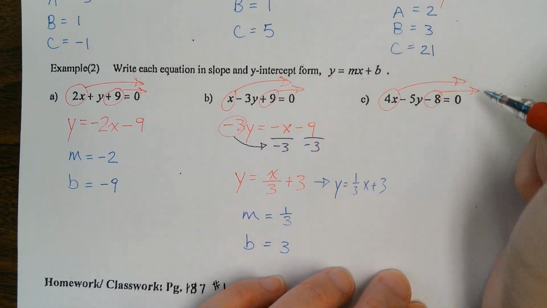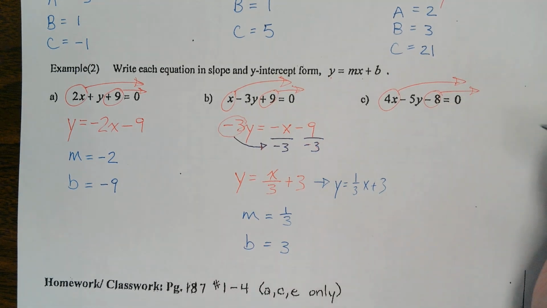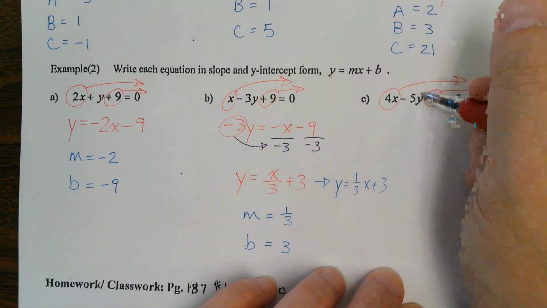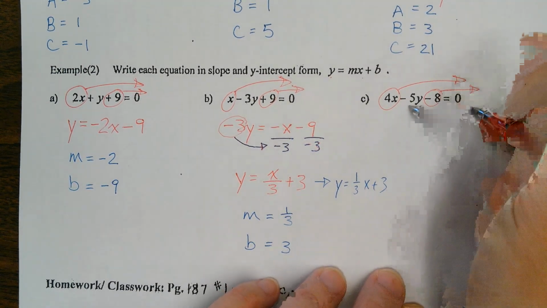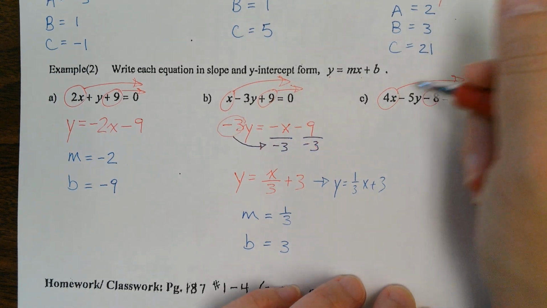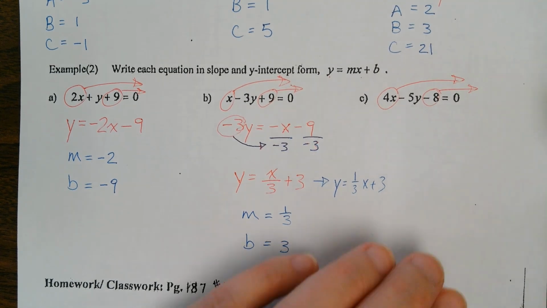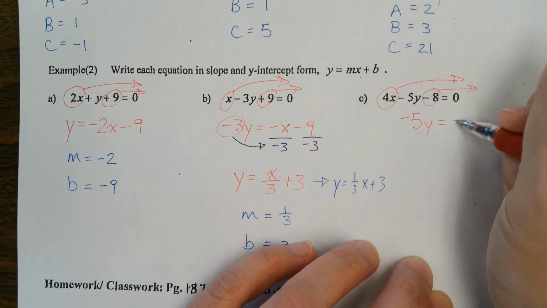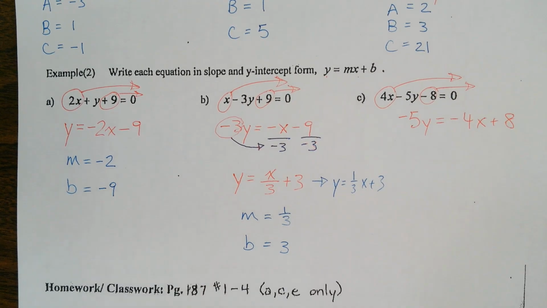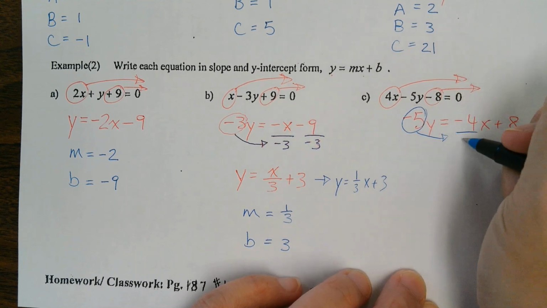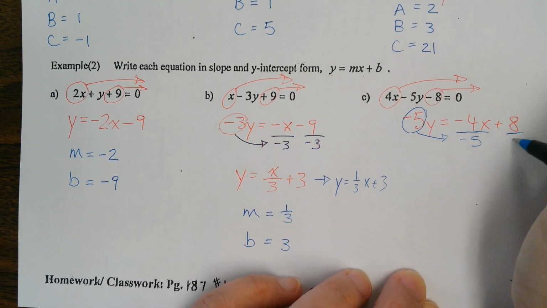So instead of moving these two over, he actually moves the -5y over. You can. The good thing with moving that -5y over is you get rid of that negative sign because it becomes positive 5y. But just for the majority of people to be consistent with the method, let's do this. So -4x plus 8. Okay. Now what do you do with that -5? Yeah. Divide this by -5. Divide this by -5.